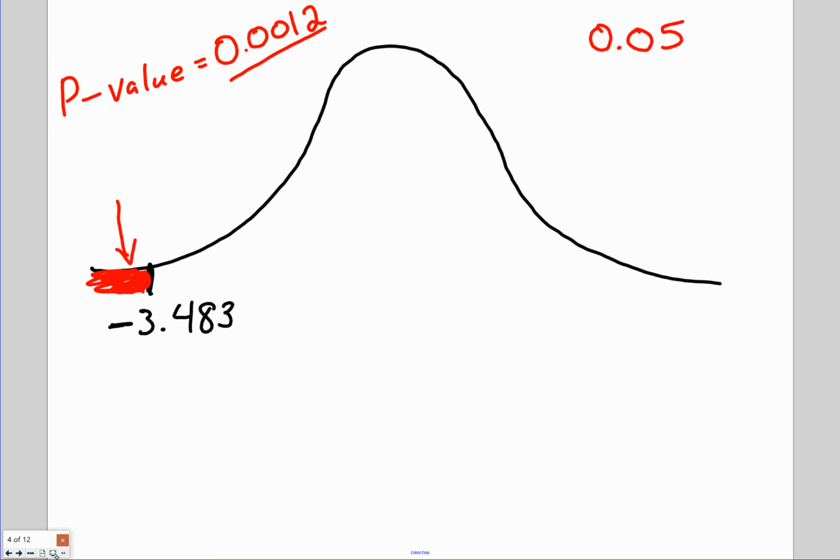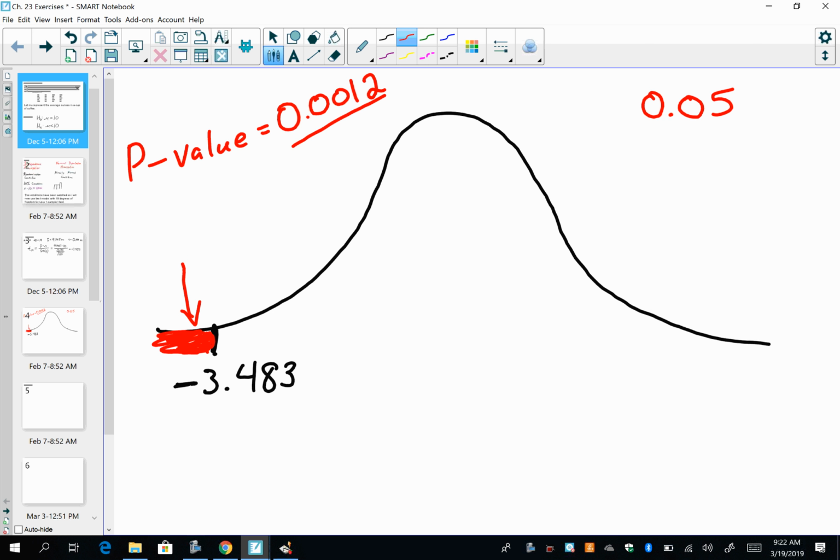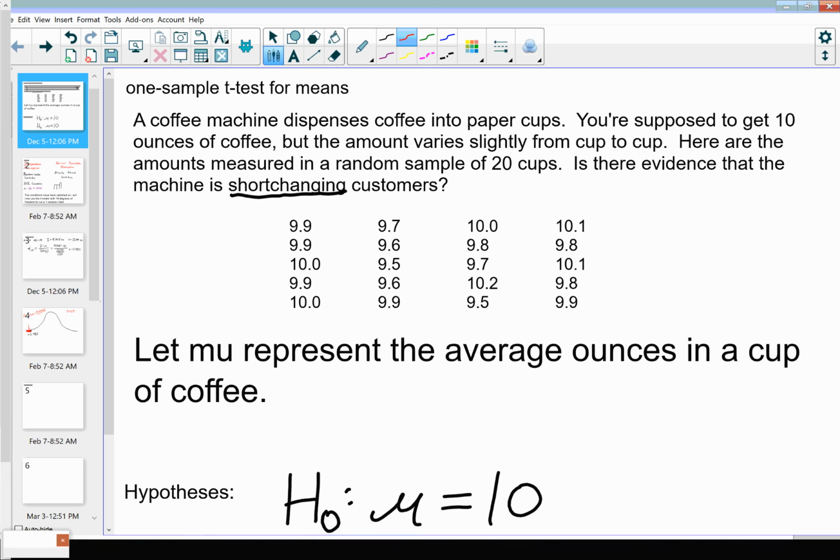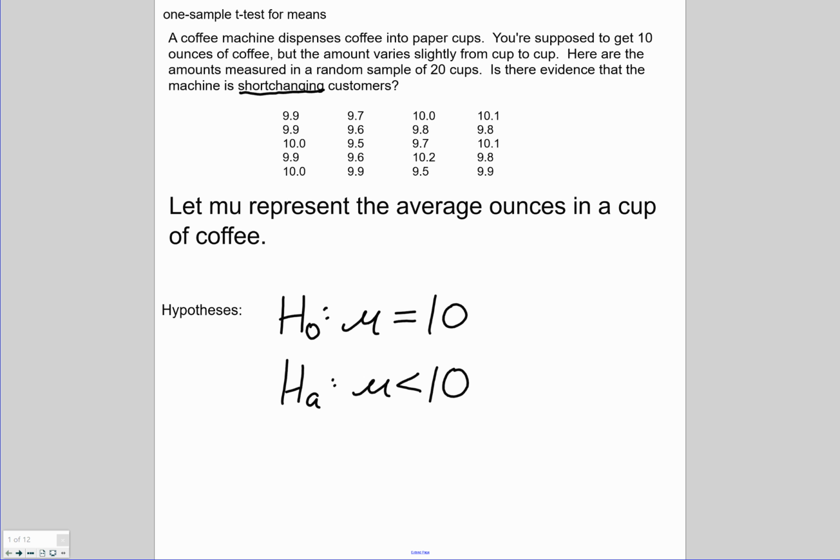What should we think about our hypotheses? It's less than 10. We need to go back to the manufacturer and say, hey, you are lying. We just ran a test and we found significant evidence that the average number of ounces in our cups is less than 10 ounces. I don't know what it is, but it sure isn't 10. Give me my money back.